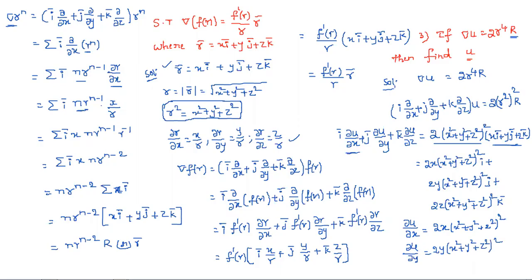And next, ∂u/∂z is equal, what will we get? ∂u/∂z is equal to 2z into (x² + y² + z²)². So this is ∂u/∂x, ∂u/∂y, and ∂u/∂z. I require u, right? So for this, simply what we can write: integrating on both sides.